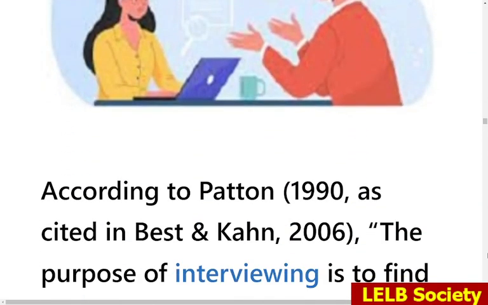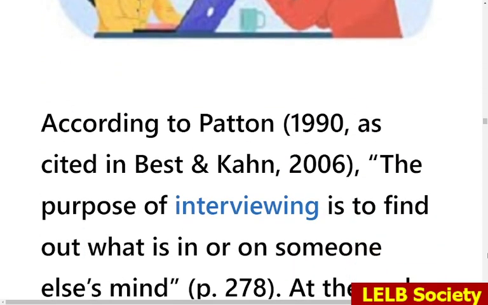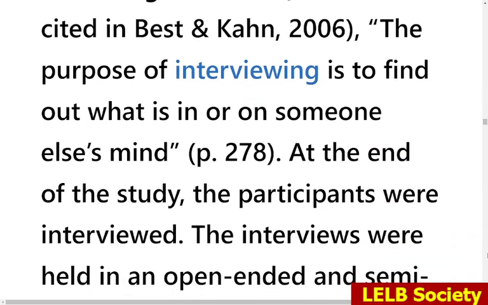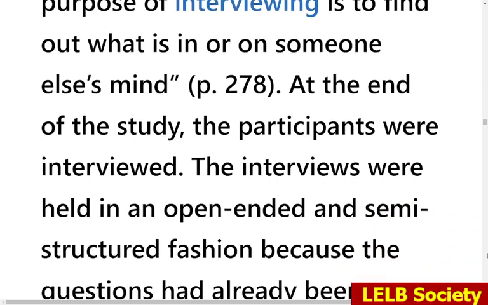Interview. According to Patton 1990, as cited in Best and Kahn 2006, quote, the purpose of interviewing is to find out what is in or on someone else's mind, end quote, page 278. At the end of this study, the participants were interviewed.